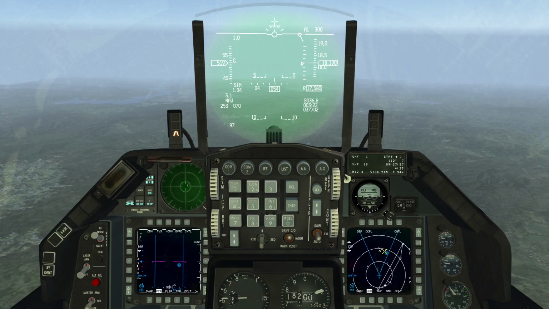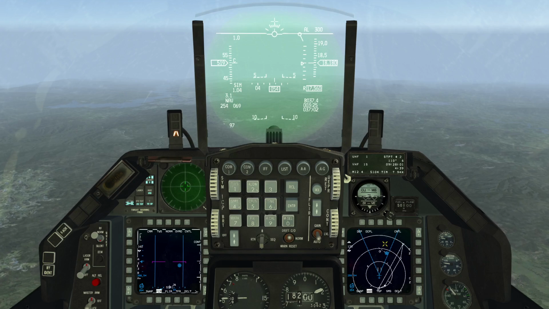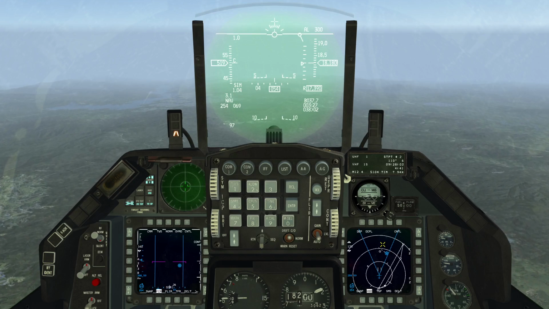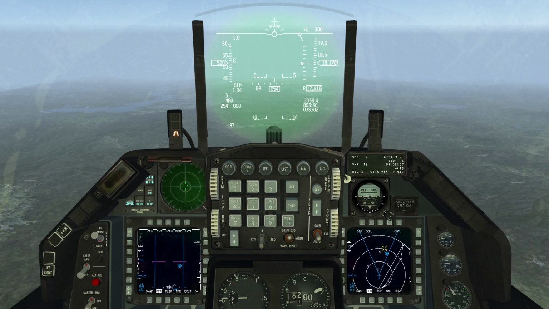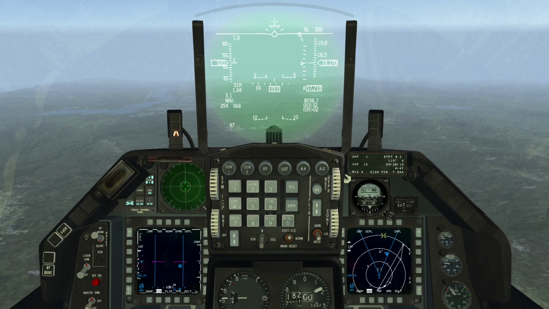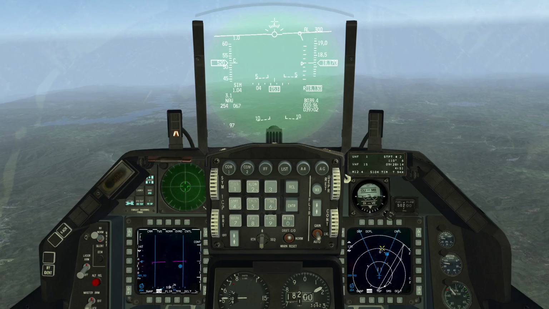So this is my range scale. So if the target is 045 for 30 miles, I know he's right about here, because from here to here is 30 miles, so there's 30 miles there. If it's at 60, then I know he's out here about twice this distance, and so forth.